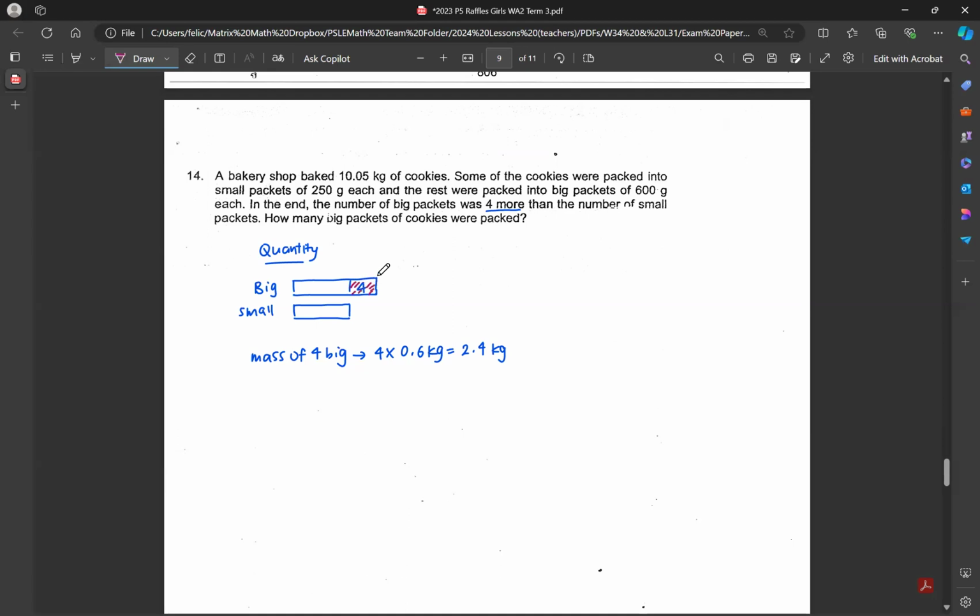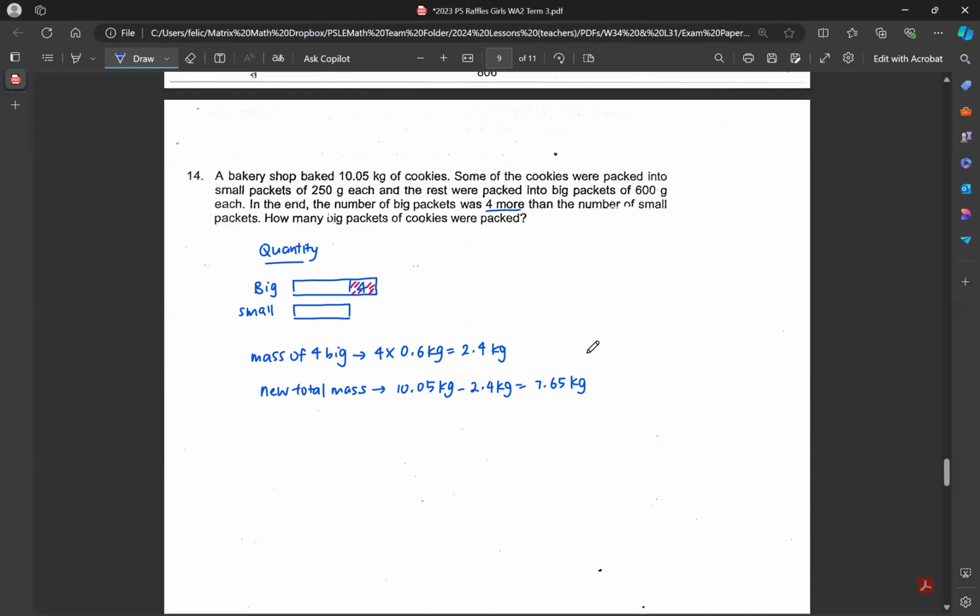All right. So once I get rid of the 4 big packets, that means my total mass is no longer 10.05 kg. So I'm going to work out my new total mass. All right, so your new total value, your quantity and value in this case. So new total mass simply is 10.05 kg minus away the 2.4 kg that you got rid of earlier. So this will be 7.65 kg. Okay.